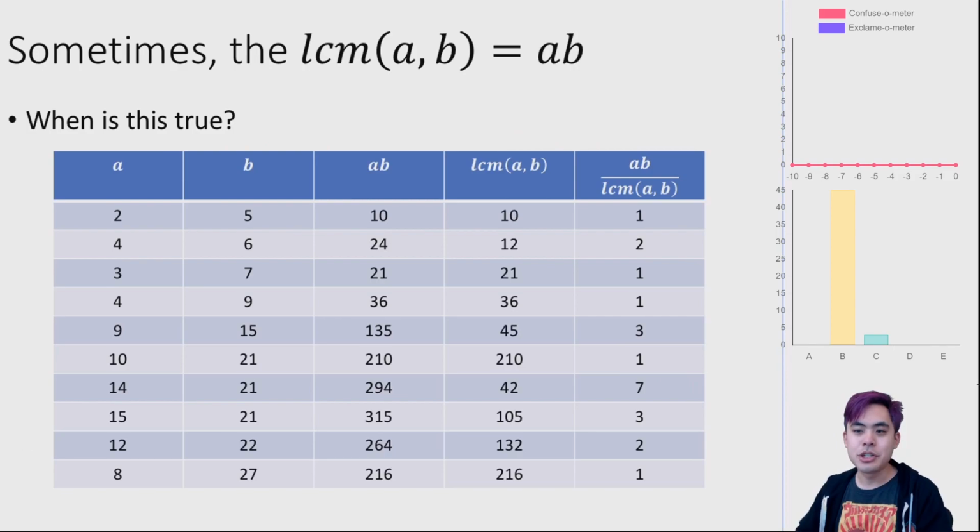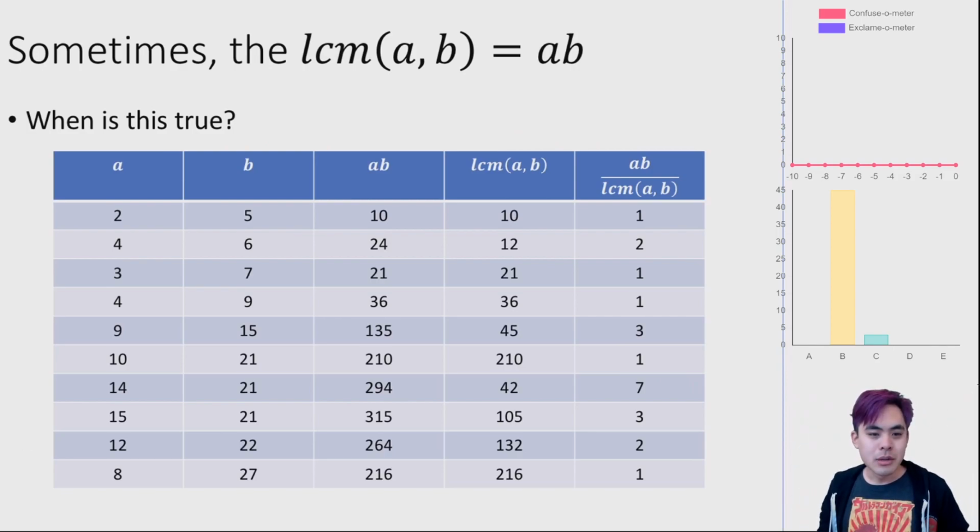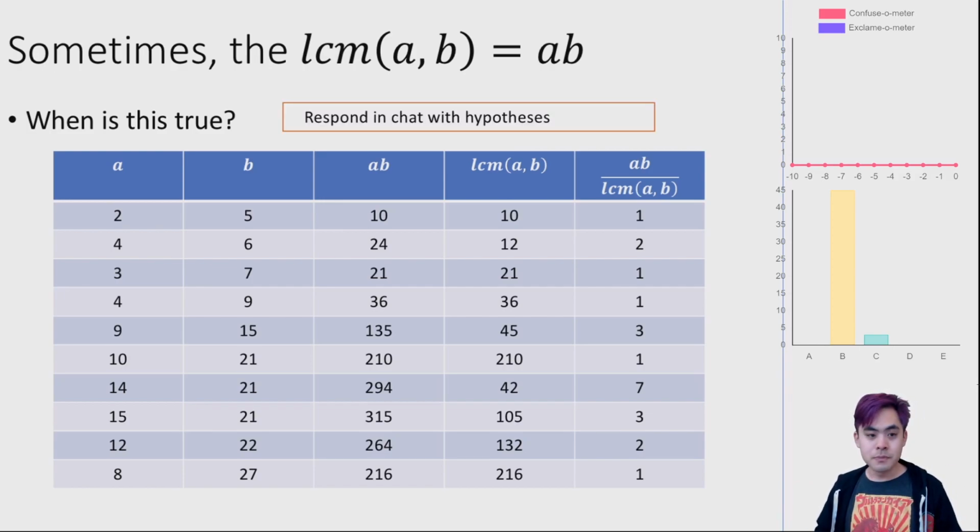So when is this true? Respond in chat with hypotheses. I've listed out a bunch of numbers, where I've listed out A and B, the product of the two, and the least common multiple of them. And I've also created this additional column, AB divided by the least common multiple, just as an additional piece of evidence to hopefully help you see patterns. So when is the least common multiple of A and B equal to A times B?